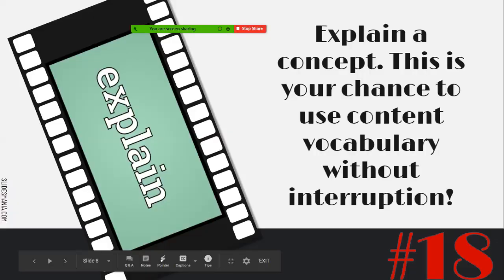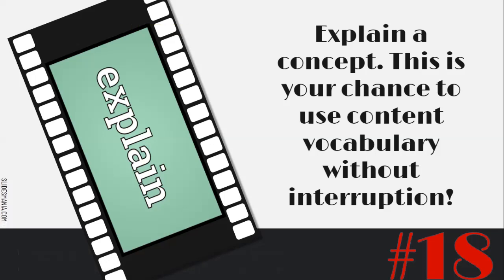All right, number 18, here we go. Explain a concept. This is your chance to use content vocabulary without interruption. So take a couple of minutes and fully explain a concept. And the cool thing about making a video is that you don't have to deal with all of the classroom stuff. You can just talk about the concept or the content that you're trying to teach. So if you're talking about equilateral triangles, then you can just talk about that for 5 minutes. You won't be interrupted. You can talk about what it is that you want to talk about.